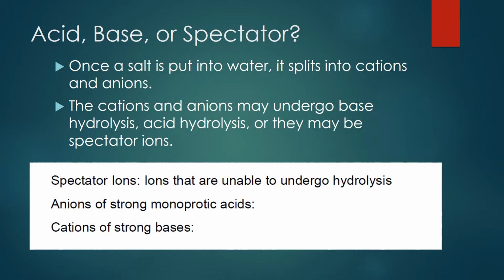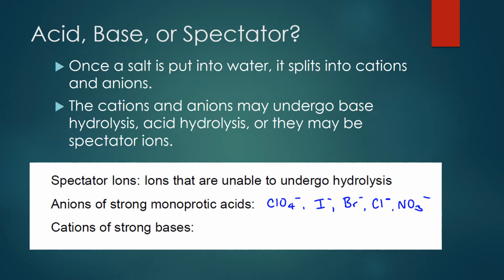If you'll recall, with a strong acid, we have a one-way reaction taking place. When a strong acid breaks apart, it breaks into its conjugate base and a hydronium ion, and that conjugate base never actually gets to act as a base because it's a one-way reaction. So all of the anions of strong monoprotic acids, including ClO4-, the iodide ion, bromide ion, chloride ion, and nitrate ion, are spectator ions.